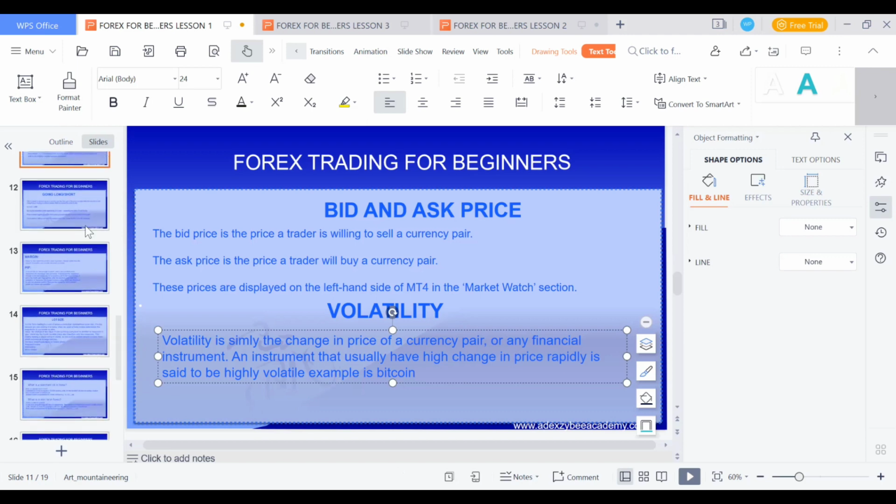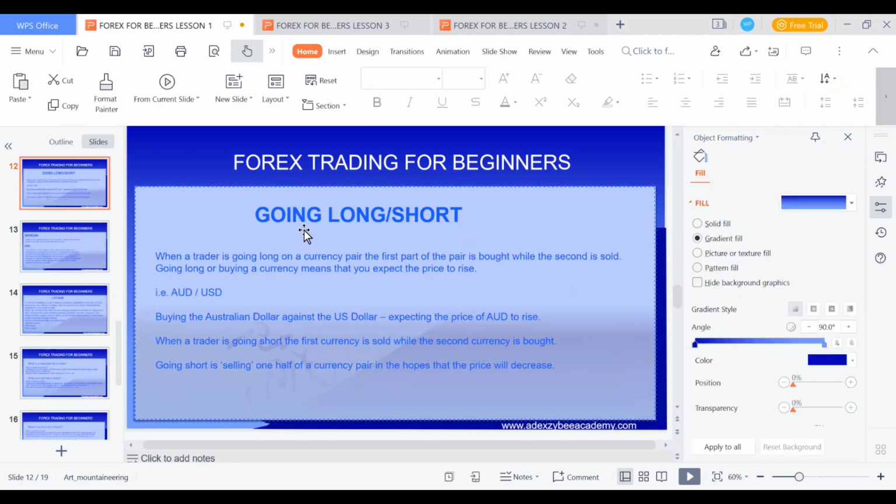Let's proceed. The next one is going long and short. When you go long, you buy. When you go short, you sell. That's just it. Going long means buying. When you buy a currency pair, you are going long on that currency pair. When you short a currency pair, you are going short on that currency pair.